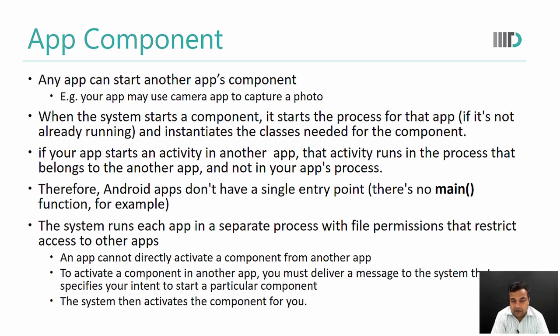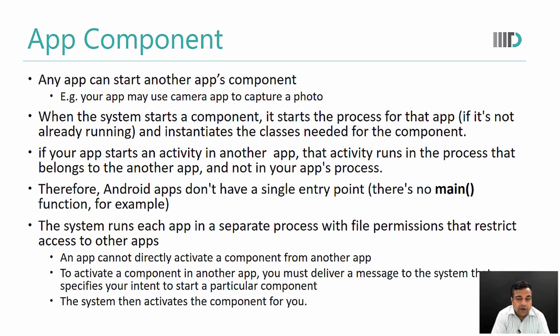Let's go through these points again. Suppose you want to run your application and your application has a component, let's say an activity. The moment you want to start this activity, there will be a corresponding process for your app. And all the classes needed for this activity component will be instantiated. Now this activity wants to initiate another activity in another app. Now the new activity will run in the process that belongs to the other app and not your process, because essentially you are running an activity of another application.